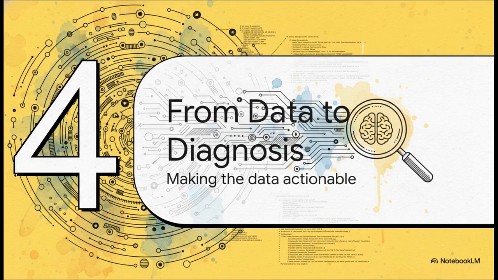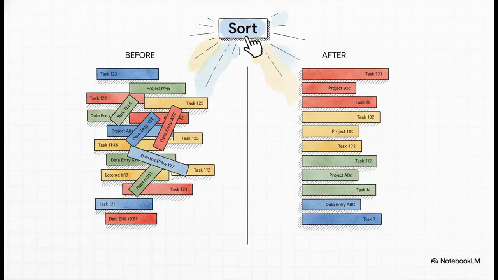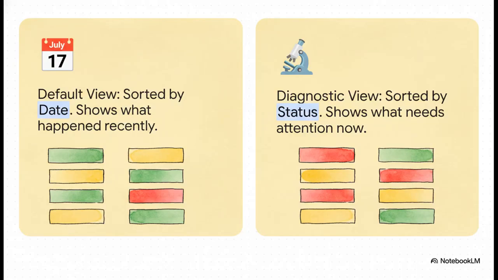Okay, so we've decoded the dashboard. We understand all the data it's giving us. But just having data isn't really enough, right? The real power comes from turning that data into a quick diagnosis. And here's the crucial point. By default, this list shows you the most recent tasks first, which is pretty useful. But the real magic, the true diagnostic power of this screen, is unlocked by doing one simple thing: changing how you sort the list.